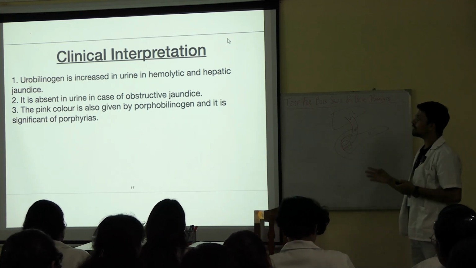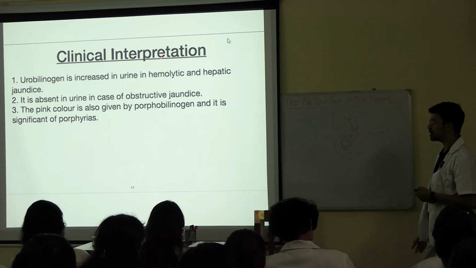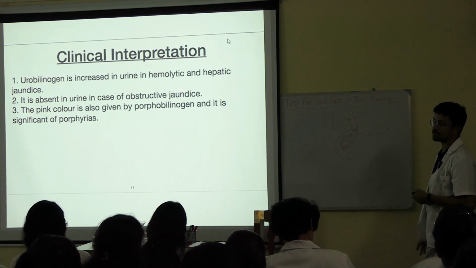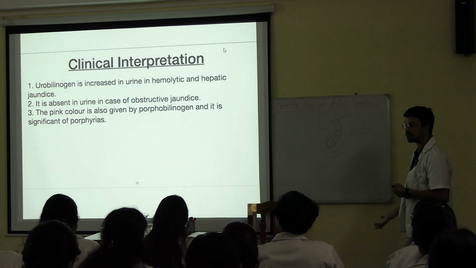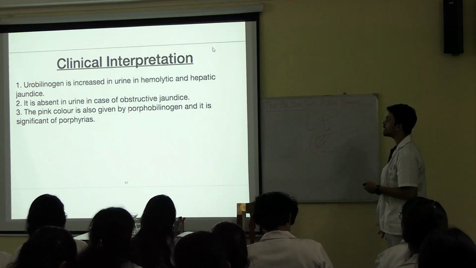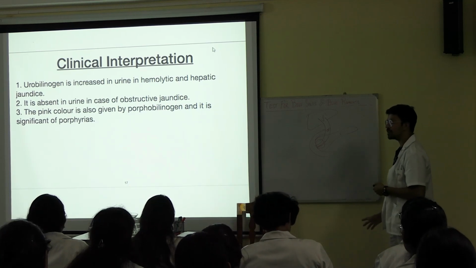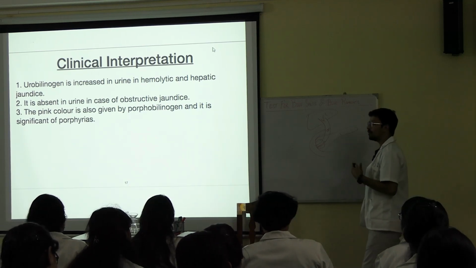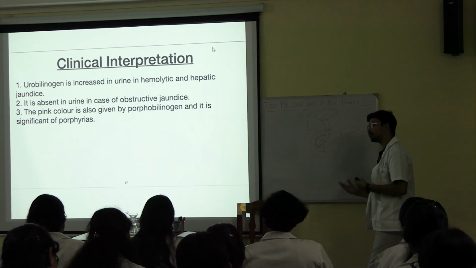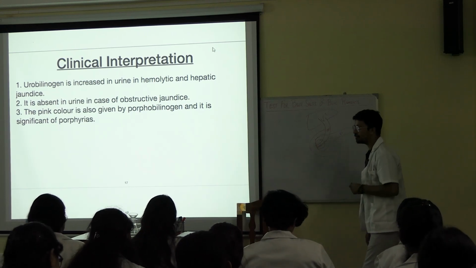Urobilinogen will increase more in quantity in case of hemolytic and hepatic jaundice. But it is absent in case of obstructive jaundice. It will not come down into the gut, and that is why it will be completely absent. The pink color is also given by porphobilinogen, and it is significant of porphyria. Patients suffering from porphyria will have more porphobilinogen as well, and that will also give the same test positive.